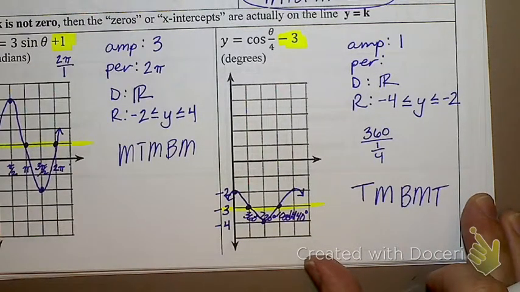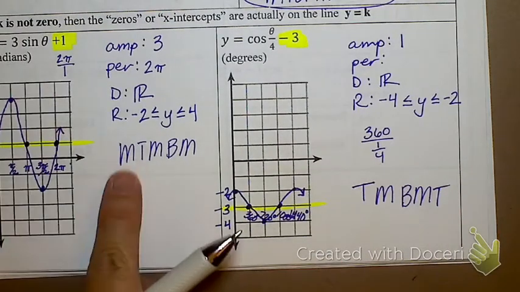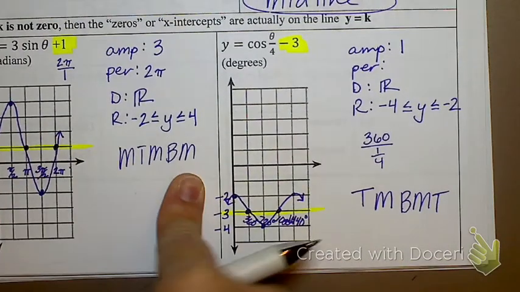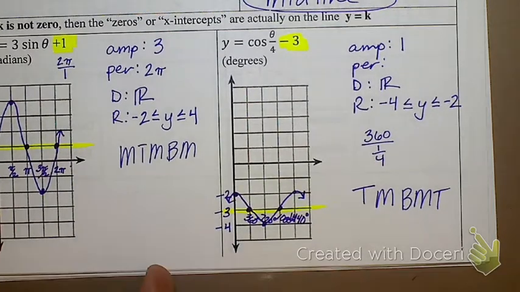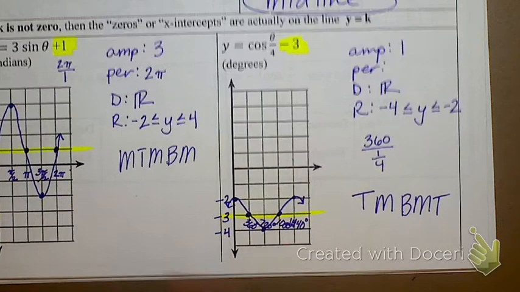Yes? For the negative on the sine, is it middle, bottom, middle, top? Yes. If you had a negative over here, it would be middle, bottom, middle, top, middle. You just changed the T's and the B's. Okay? Questions there? Okay, let's turn the page.